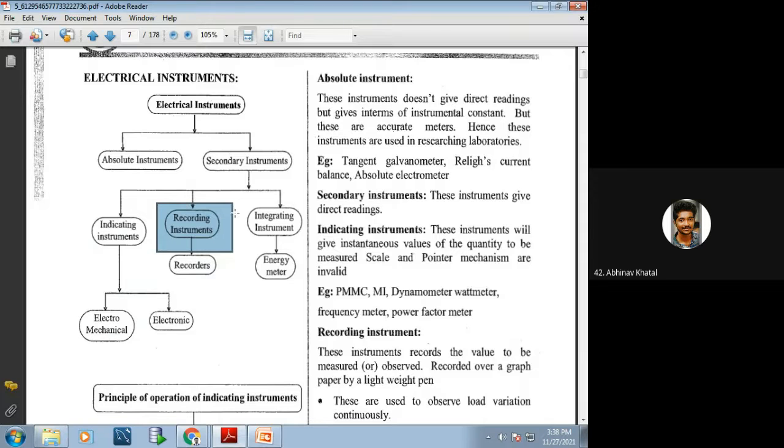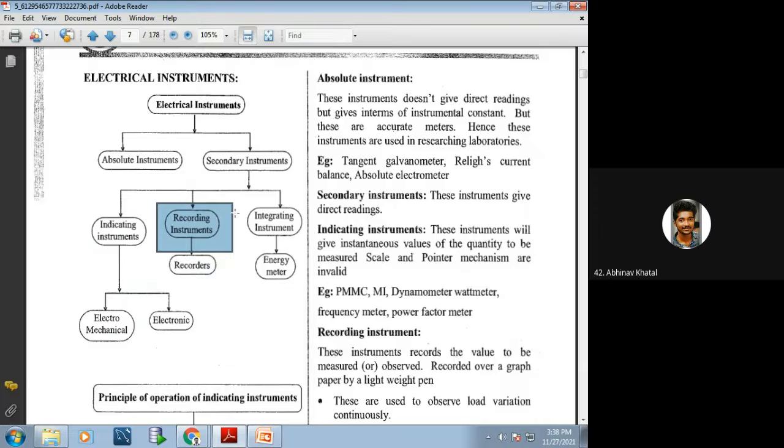Indicating instrument just indicates the value, and recording instrument records that. Yes. So suppose you are having a multimeter. Which type is it, indicating or recording? Indicating. Ammeter is recording. Voltmeter is also recording. So how can you say ammeter is recording?